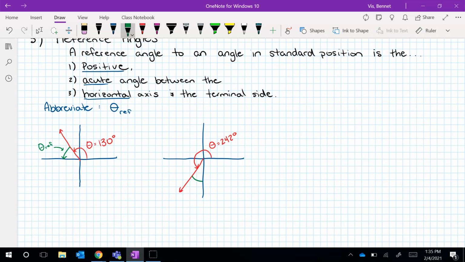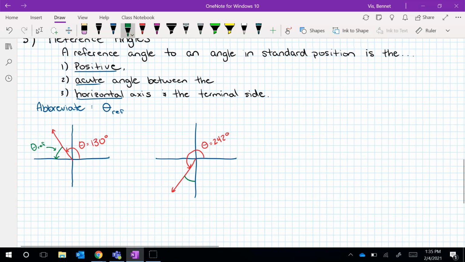And maybe some of you are thinking, wait, no, stop. You said it has to go between the horizontal axis and the terminal side, and you would be correct. This is not the reference angle. It is not this continuation. This one was, this one is not. So it's got to be from the terminal side to the horizontal axis, this rotation that way going back between the terminal side and the horizontal axis.